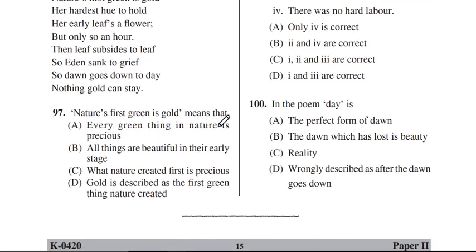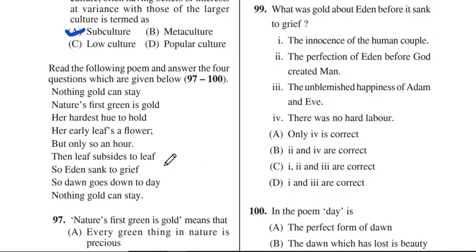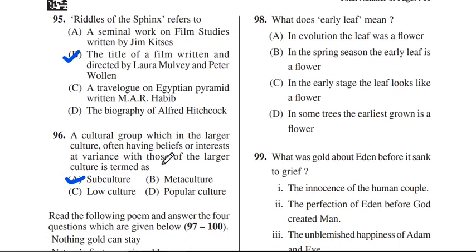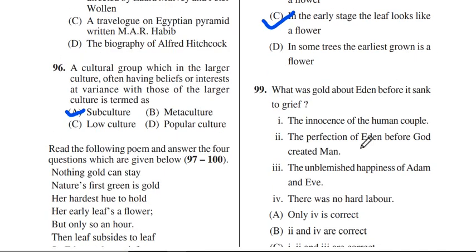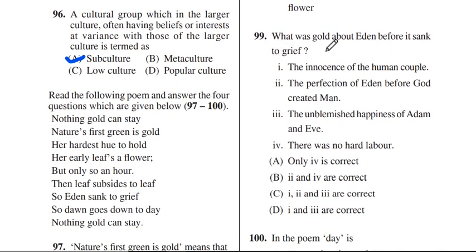So from this poem we get questions now. Nature's first green is gold means that all things are beautiful in their early stage. Next, question number 98. What does early leaf mean? In the early stage, the leaf looks like a flower. Next, question number 99. What was gold about Eden before it sank to grief? The correct answer is D. 1 and 3 are correct: the innocence of the human couple and the unblemished happiness of Adam and Eve.